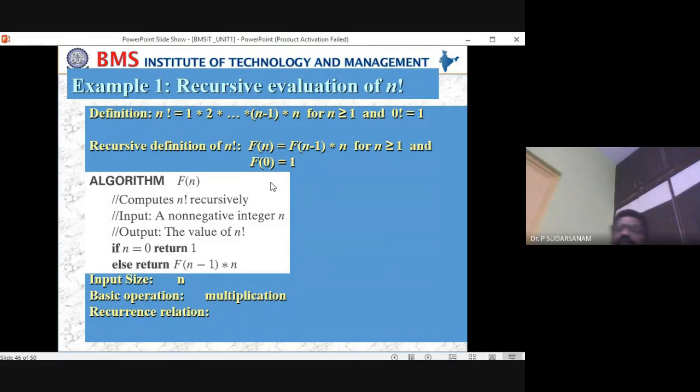Once you have the mathematical equations, writing algorithms is a bit easy for us, because they give the initial condition and they also give the mathematical equation. The mathematical equation is f of n equal to f of n minus 1 into n, with the condition n greater than or equal to 1, or f of 0 is equal to 1. Somebody will write, yes sir, I'll write: if n is equal to 1, then return 1.